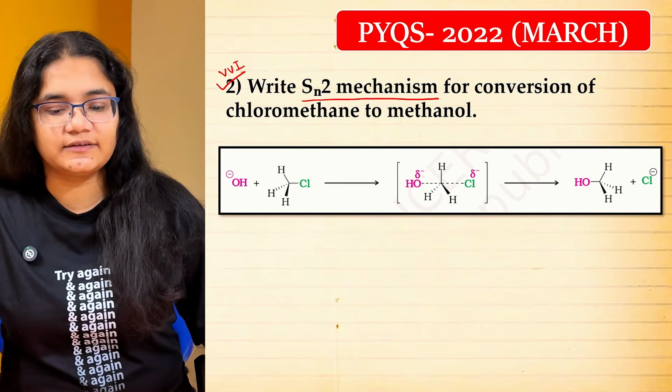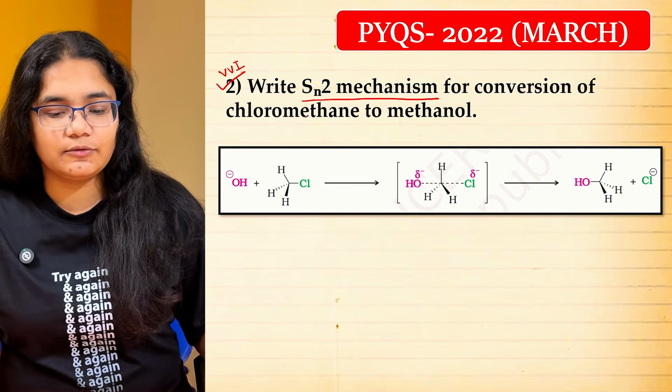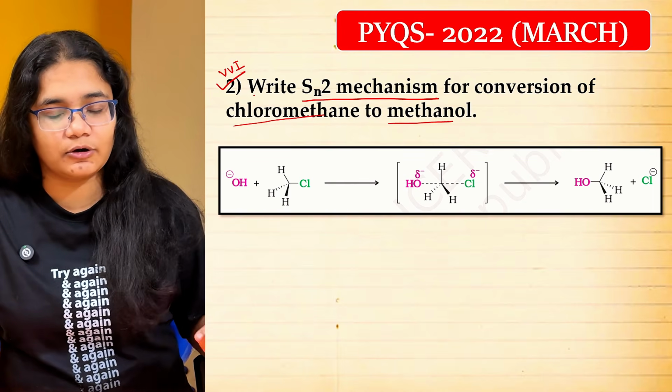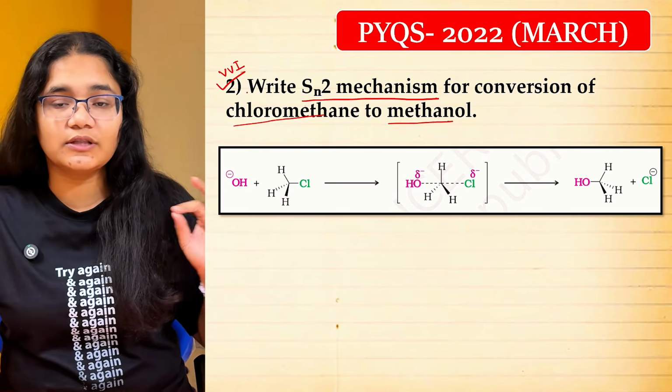Now let's move to the next question, that is: write the SN2 mechanism for the conversion of chloromethane to methanol. Okay, this is also an important question. SN1, SN2 both are important.